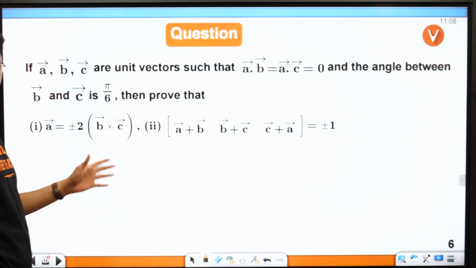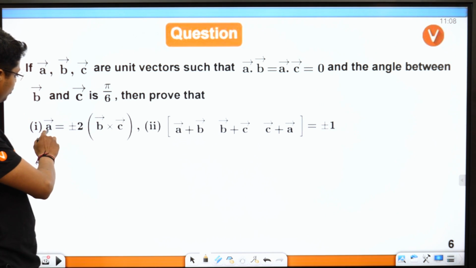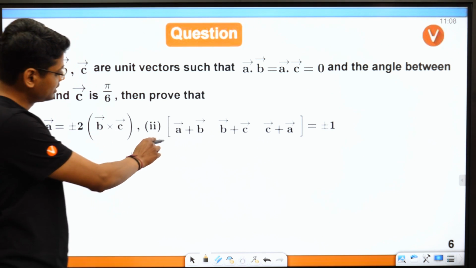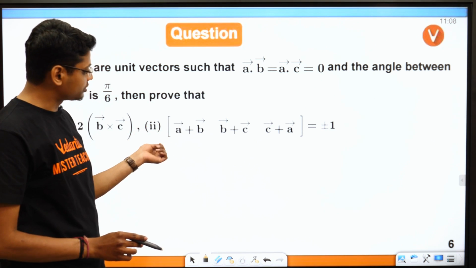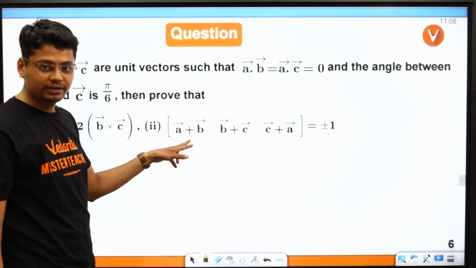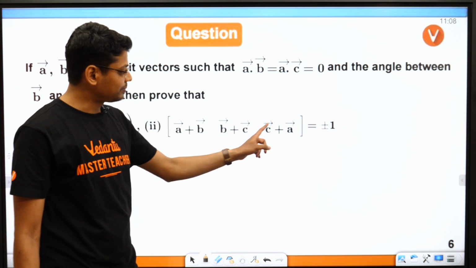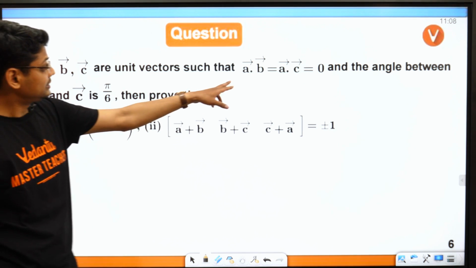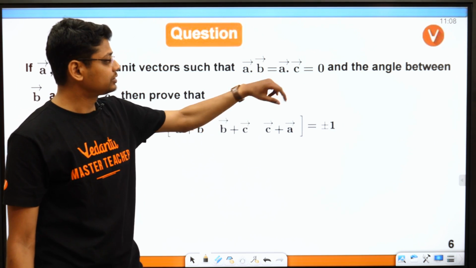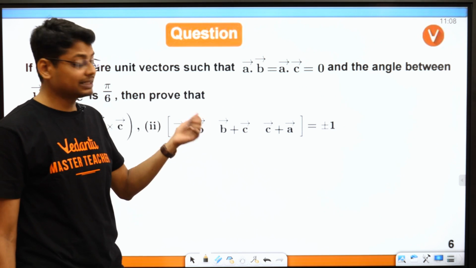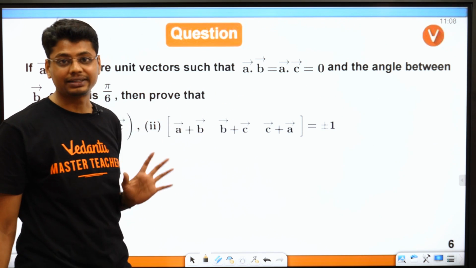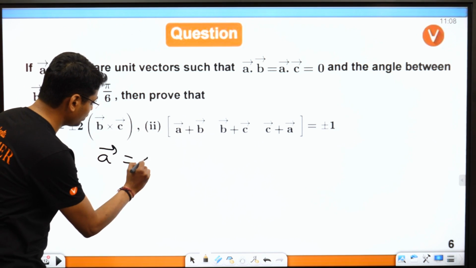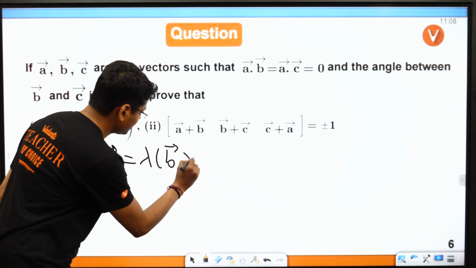So how to proceed? We have to prove A vector equals plus minus 2 times B vector cross C vector, and we have to prove the box product of A vector plus B vector, B vector plus C vector, C vector plus A vector is equal to plus minus 1. Since A vector dot B vector and A vector dot C vector are equal to 0, that means A vector is perpendicular to both B vector and C vector. So I can say A vector equals lambda times B vector cross C vector.